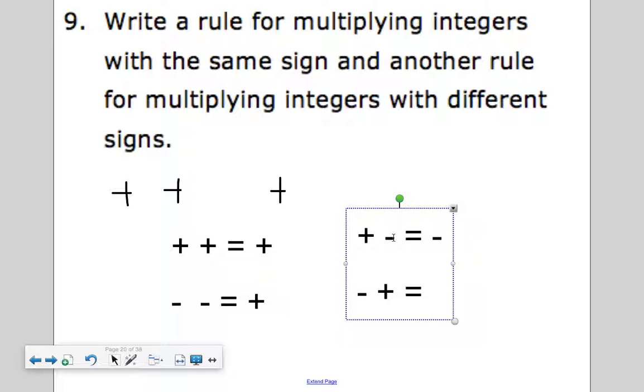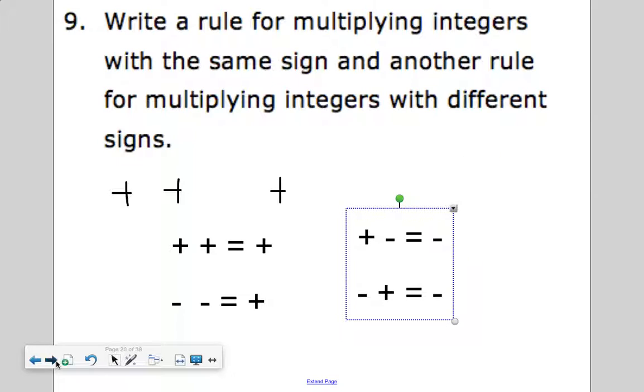What happens if you multiply different signs, a negative and positive? It's saying opposite of a positive is a negative. So can we generalize this? If the signs are the same, the answer is positive. But when the signs are different, the answer is negative.